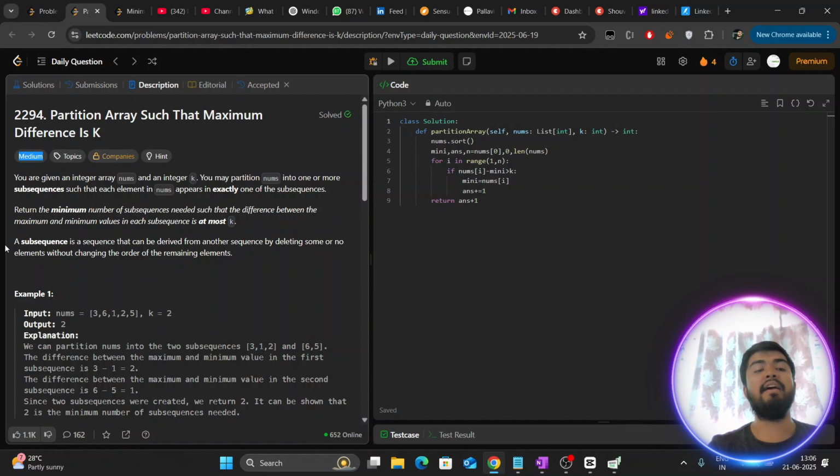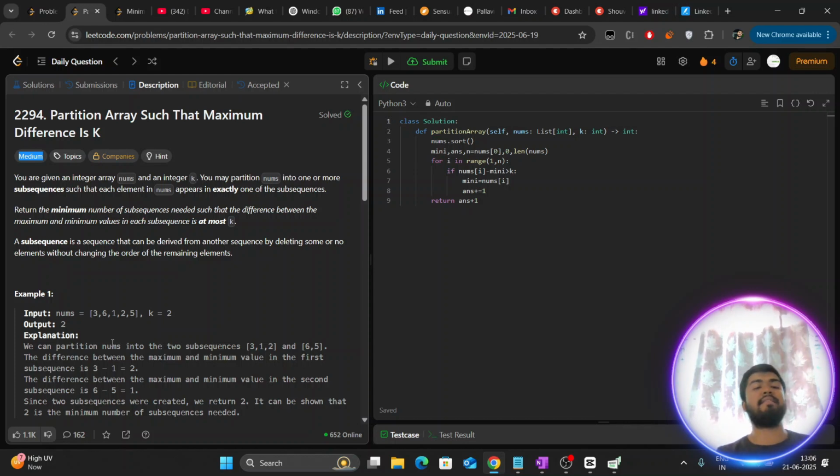That is the k factor they have given. A subsequence, I guess you should know, is a sequence that can be derived from another sequence by deleting some or no elements without changing the order. So you are not allowed to change the order when you are building your subsequences.